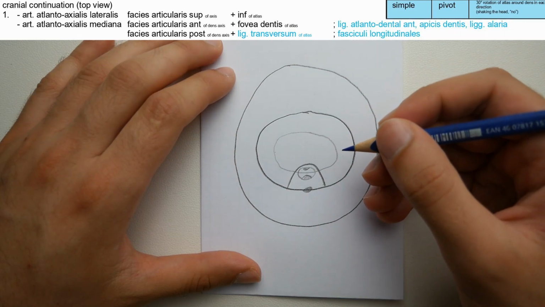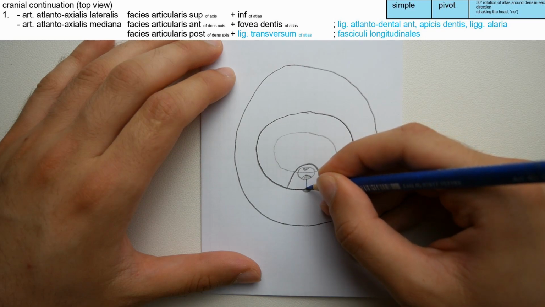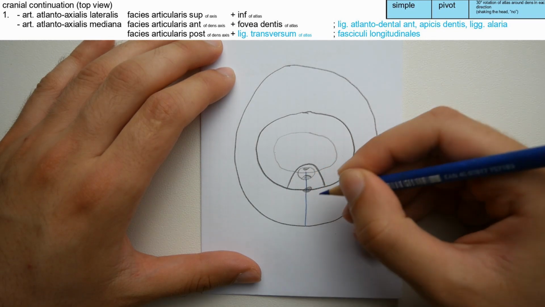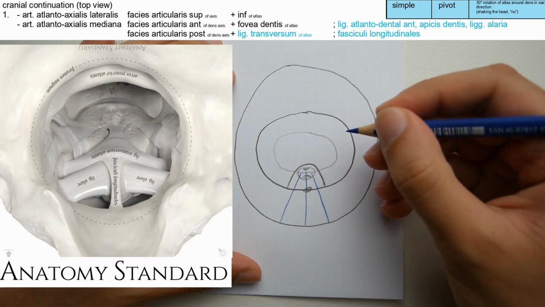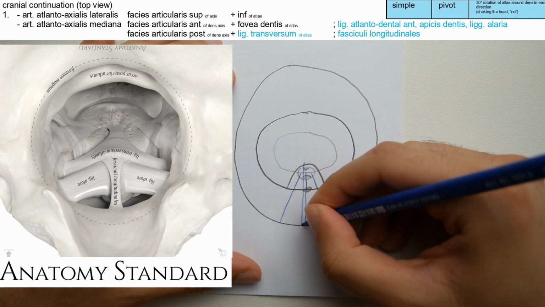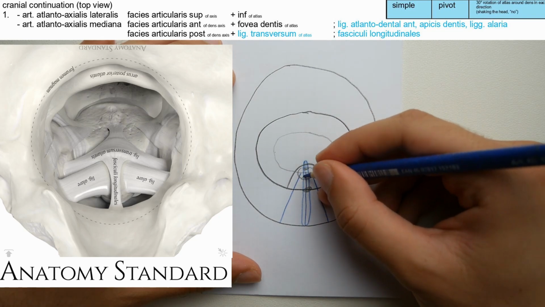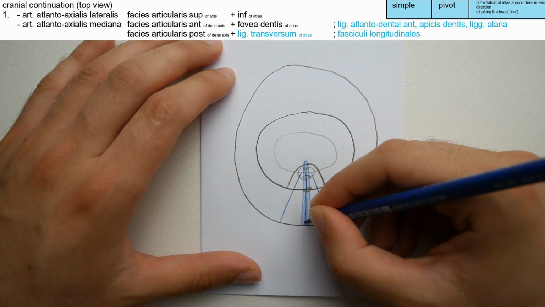The anterior part is stabilized by the ligamentum apicis dentis and ligamenta alaria, and the posterior part by fasciculus longitudinale. Fasciculus longitudinale and ligamentum transversum together are called ligamentum cruciatum.